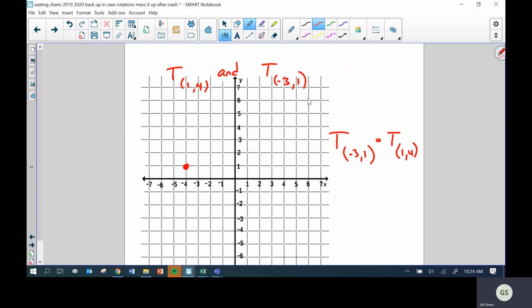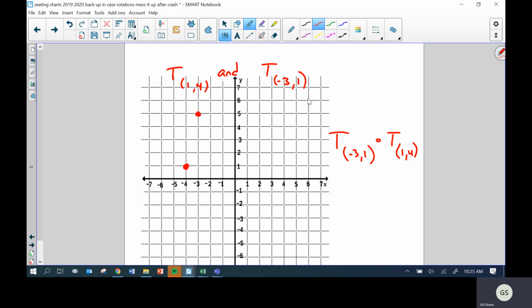I need to move it 1, which is a positive number, and 4, which is a positive number. A positive x means to the right. A positive y means up. Right? So I would be moving it +1 and then +4. 1, 2, 3, 4. So I'd be here. So that would be my first translation.